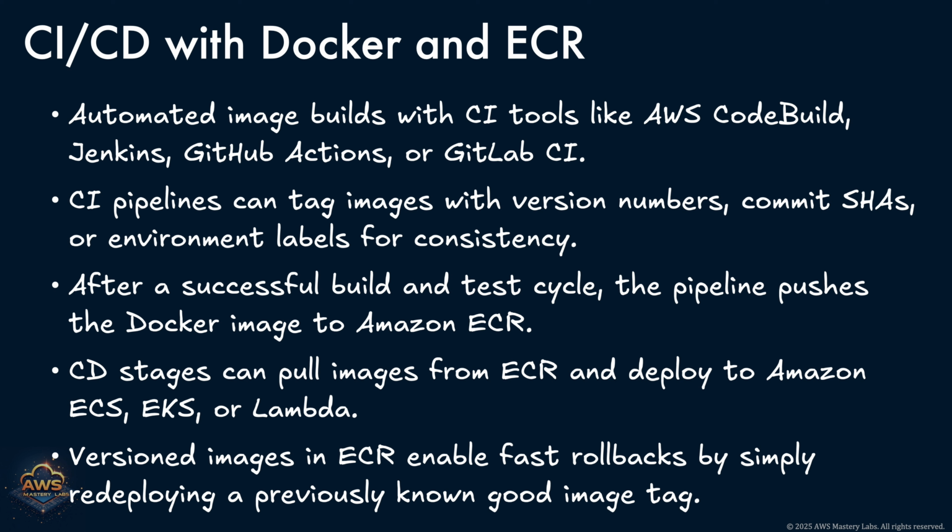In the continuous deployment (CD) phase, services like AWS CodeDeploy, ECS, or EKS pull the required image directly from ECR. This enables fast and consistent deployments across environments, whether it's a dev cluster, a staging environment, or production. Thanks to immutable image tags, teams can quickly roll back by simply redeploying a previously known good image version without needing to rebuild or reconfigure the application.